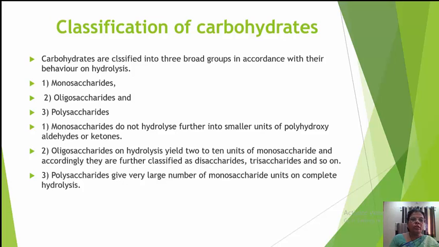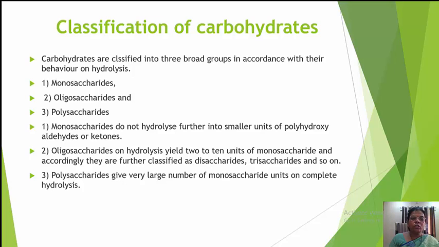Oligosaccharides on hydrolysis yield 2 to 10 units of monosaccharides, and accordingly they are further classified as disaccharides, trisaccharides and so on. Third, polysaccharides. Polysaccharides give a very large number of monosaccharide units on complete hydrolysis. That is, monosaccharides on hydrolysis give only monosaccharides. That is, they do not undergo further hydrolysis.